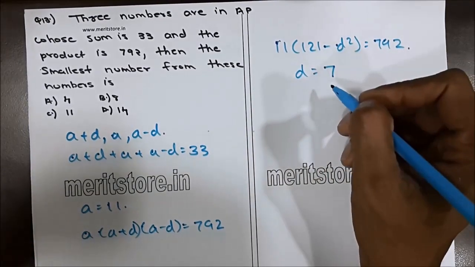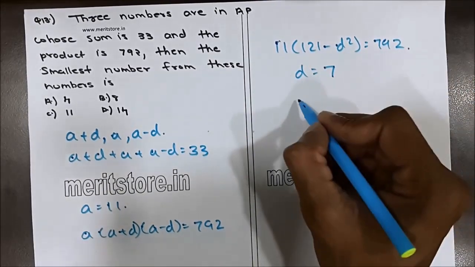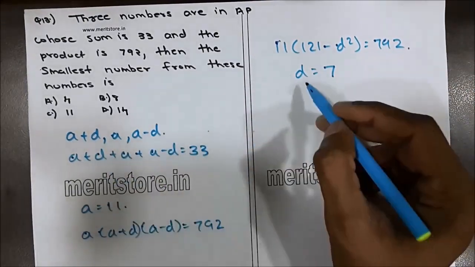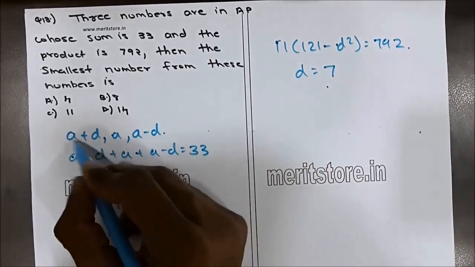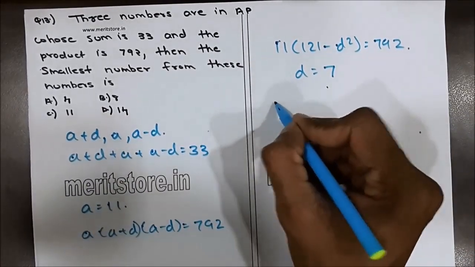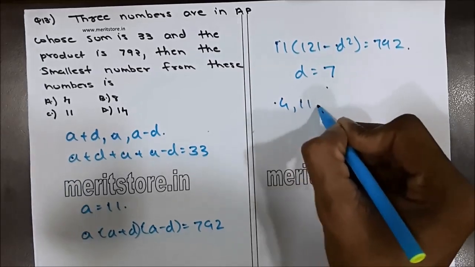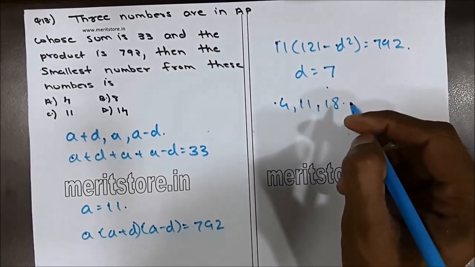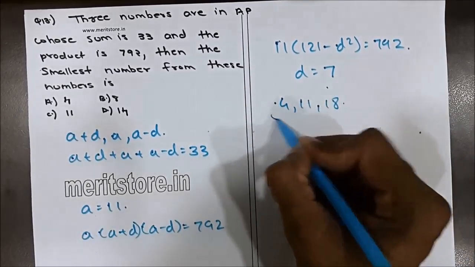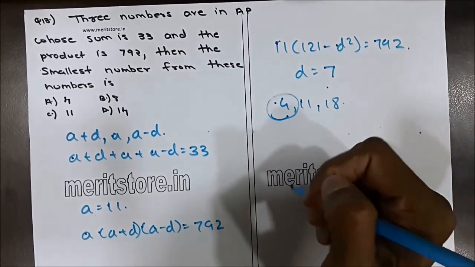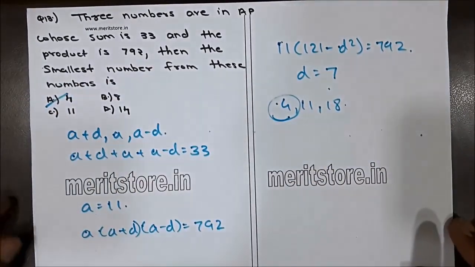Therefore, the required numbers are, we substitute the value of a and d as 7 in the terms, so we get 4, 11 and 18. So the smallest number is 4, therefore option A is the correct answer.